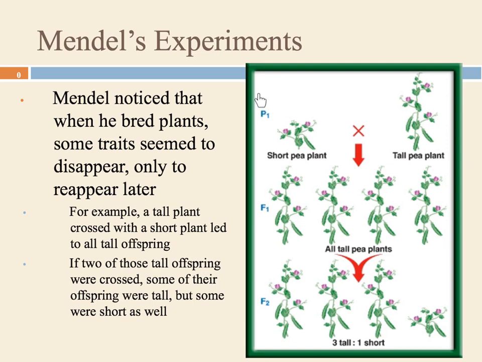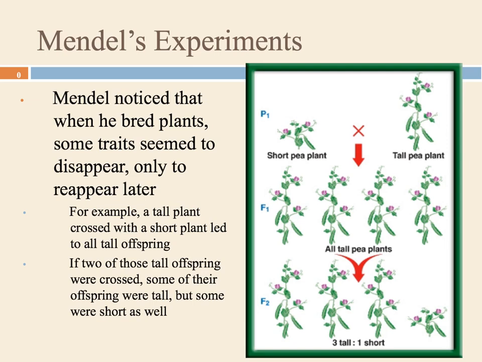So the P1 generation is talking about the parent generation, or the first crossing. And then the first set of offspring we refer to as the F1 generation. And then if you take individuals from this F1 generation and cross them together, as you see here, we call that the F2 generation. So based on his extensive studies, Mendel came up with 3 laws, and we're going to talk about each of those in a moment. One of those was what he called the law of dominance.